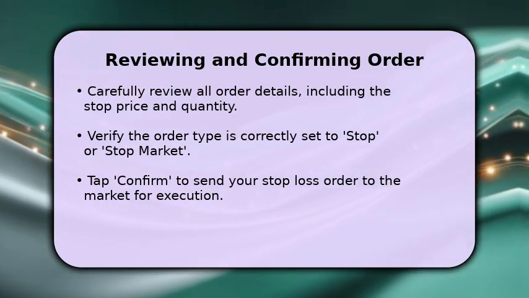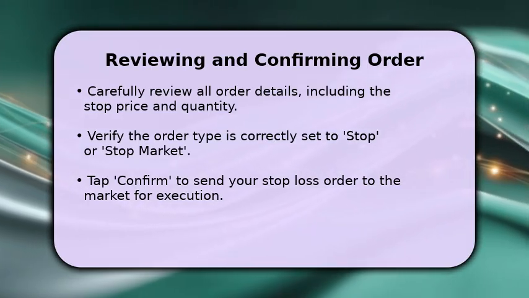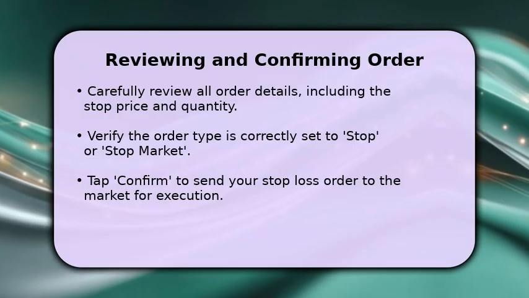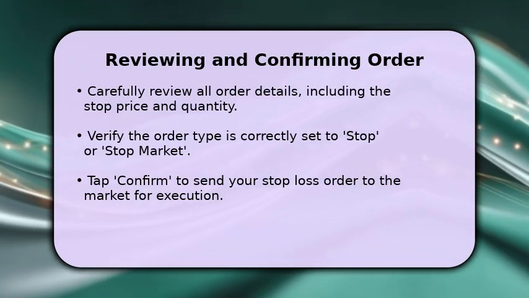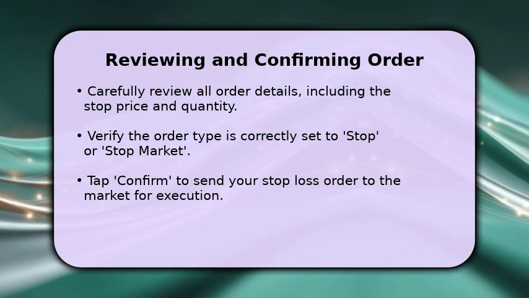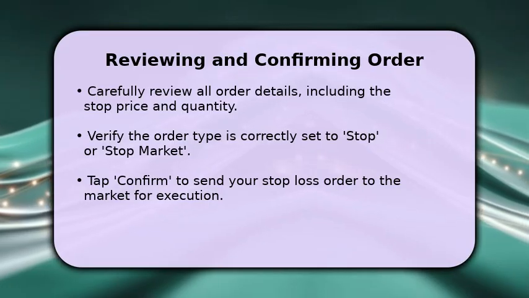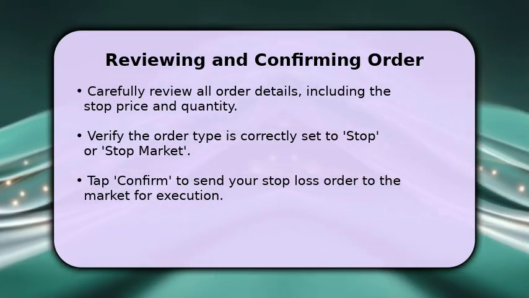Double-check the stop price, the quantity, and the order type to ensure everything is accurate. Once you are confident, tap the Confirm button to submit your stop loss order. After submission, you can monitor its status in the Orders tab within the Thinkorswim mobile app. This final check helps prevent any unintended trades and ensures your protection is in place.